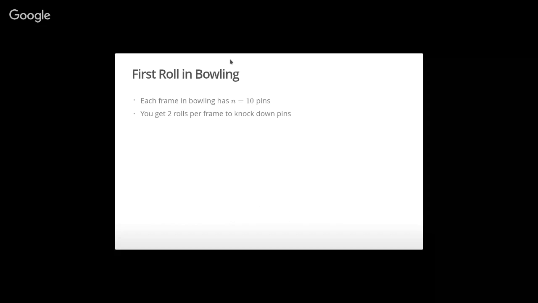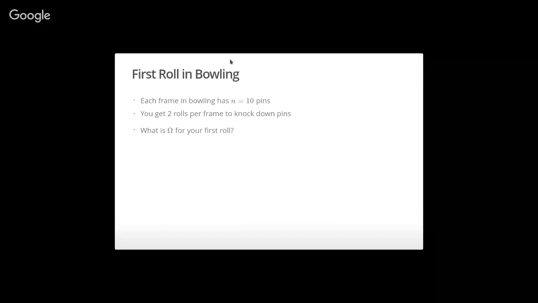Okay, so each frame in bowling has 10 pins. So we'll designate that with a little N. You get two rolls per frame to knock down pins. And we're just going to think about one frame in isolation, not the whole sequence of frames in a game of bowling.